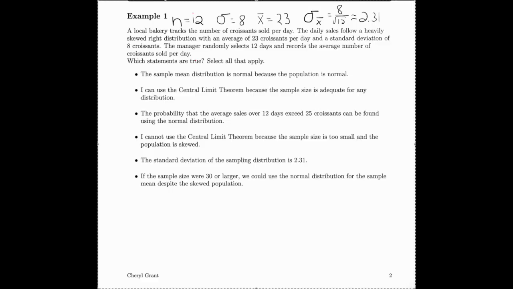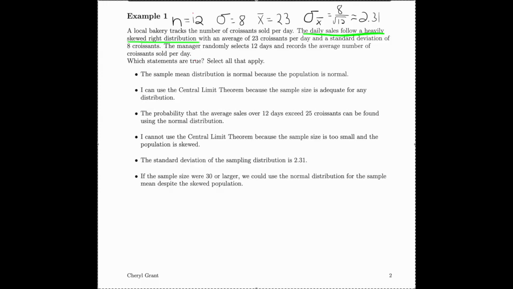The daily sales follows a heavily skewed right distribution. So when we're looking at those individual values for the population, if we look at that graph, it's going to be skewed right, not normal. Then it goes on to say the manager randomly selects 12 days and records the average number of croissants sold per day. So the first thing we should do is talk about if we can use the central limit theorem here.